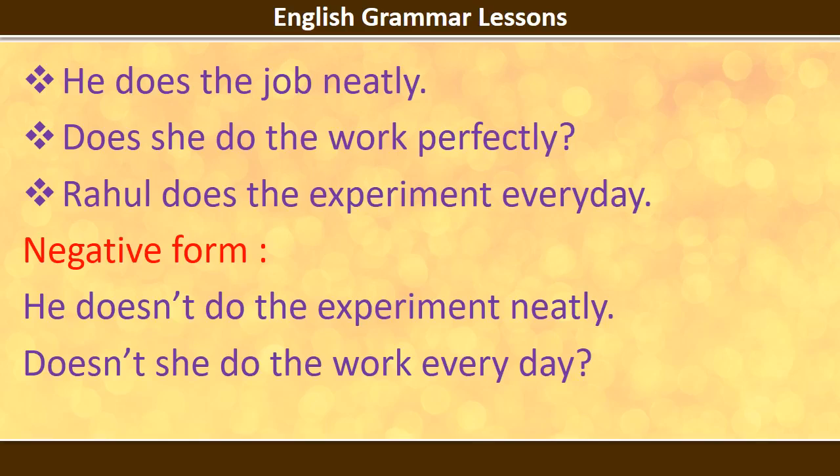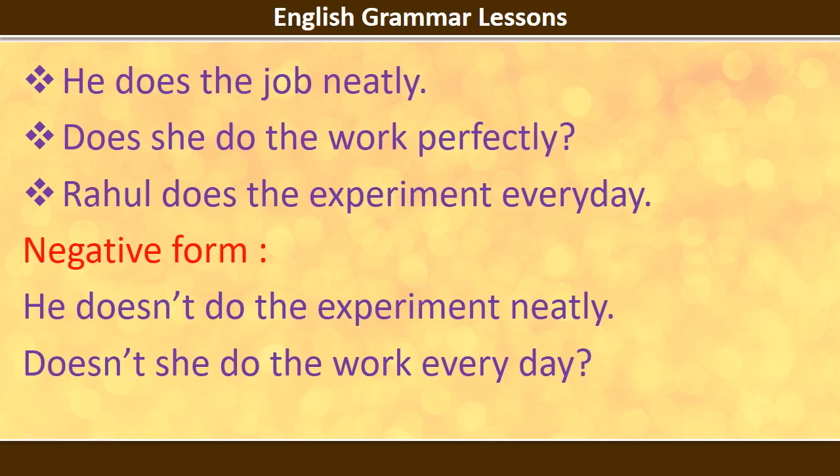If I want to ask a question or interrogative sentence in negative form, then the sentence is: doesn't she do the work every day? It is an interrogative sentence and it is a negative form. So we are using doesn't, and we are using it in the beginning of the sentence. That is, doesn't she do the work every day?